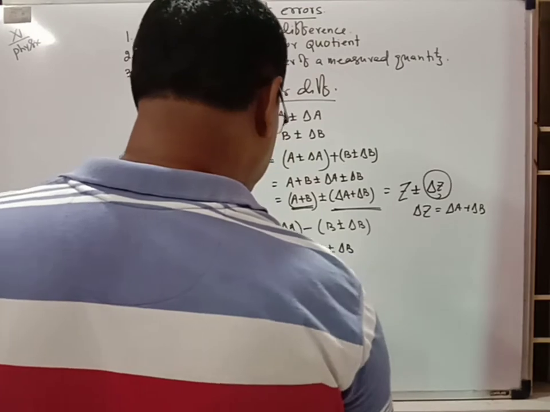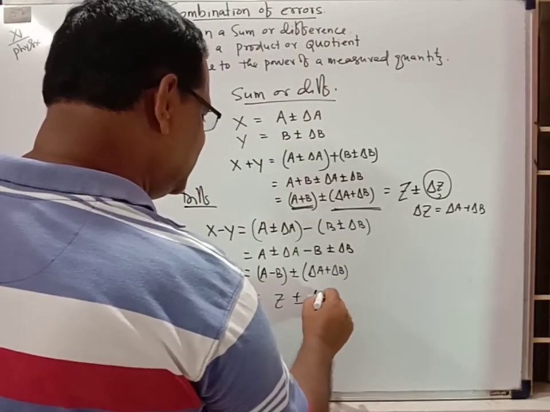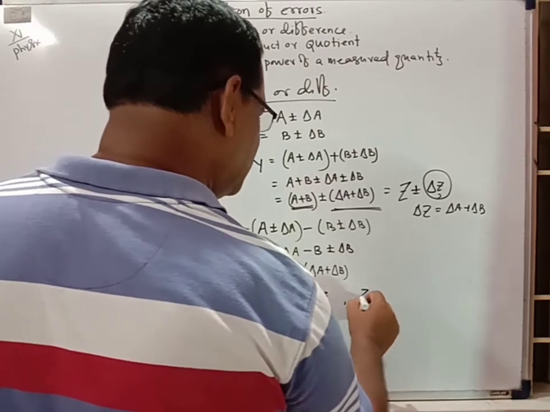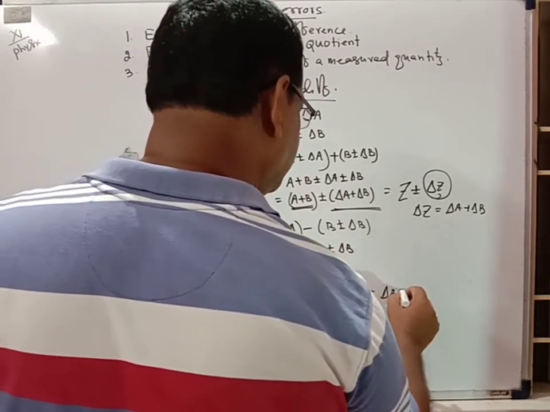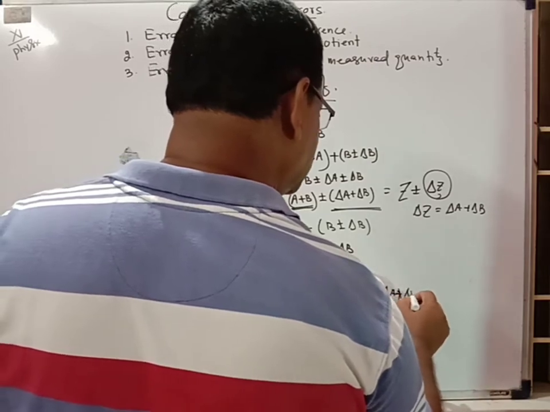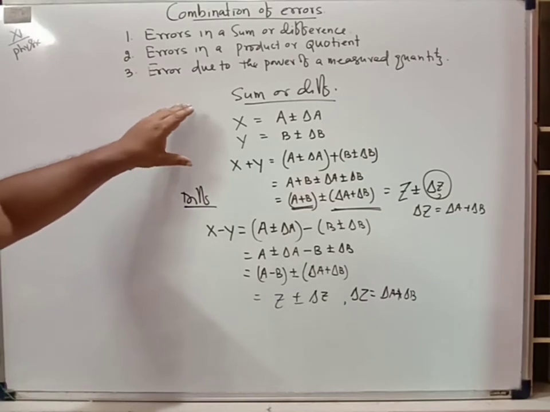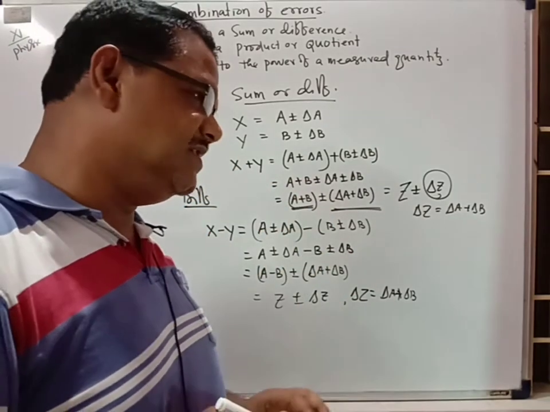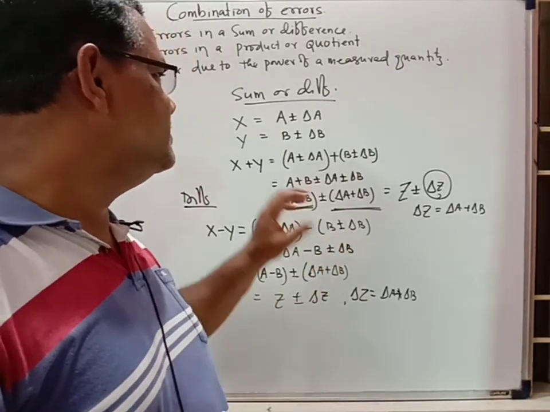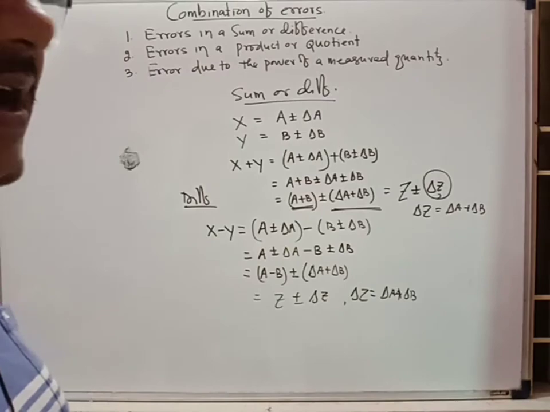And here, if you take Z plus or minus delta Z, in this case also delta Z equals delta A plus delta B. So in case of summation or difference, the absolute error of the result becomes the sum of the absolute errors of the individual quantities.